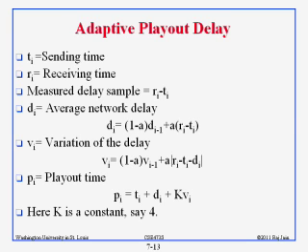Similarly, you keep a variation, and then you decide that I will wait for the average plus so much of the variation, let's say 4 times the variation plus the average, and then I will play. Now this 4 times is not fixed. You could decide 5 times, you could decide 6 times, but by saying 4 times, you want to really make sure that you get 99%, 99.9% or some percentage of the packets in that time window.